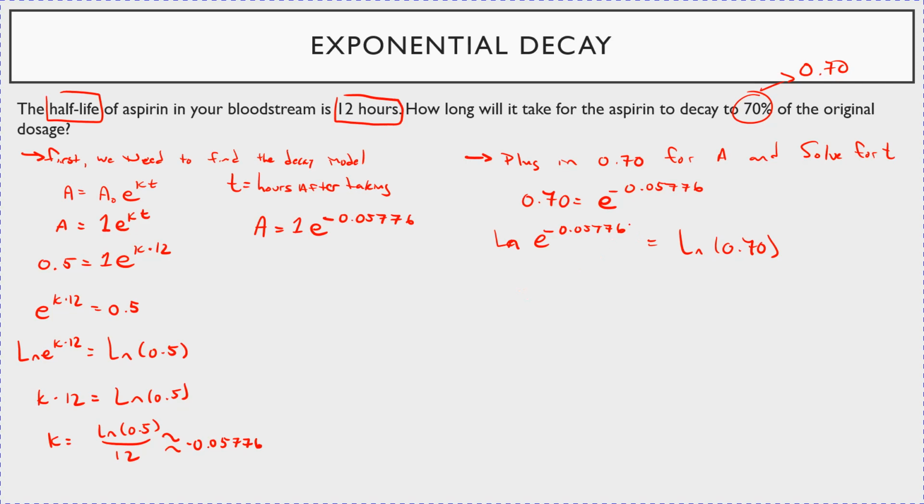Well, again, you're left with negative 0.05776 t is equal to the natural log of 0.70. And look, t is equal to, just dividing this over, the natural log of 0.70 divided by negative 0.05776. Let's figure it out.